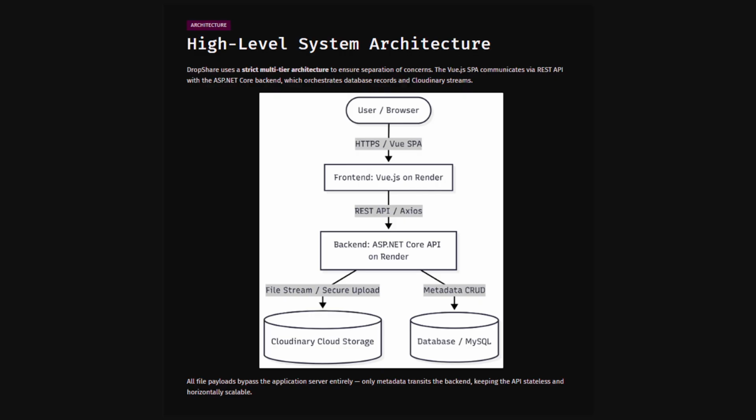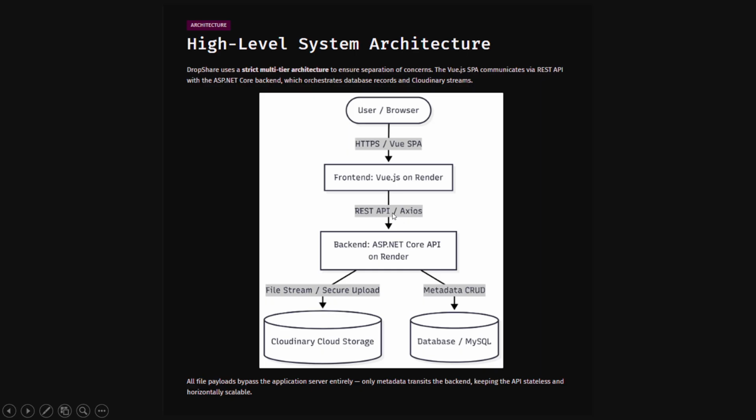So let's go into the high-level system architecture. This diagram shows our high-level architecture. The user interacts with the Vue.js frontend in their browser. Whenever they do something, the frontend communicates with the backend through REST API calls using Axios. And once the request hits the ASP.NET Core backend, the server acts like an orchestrator.